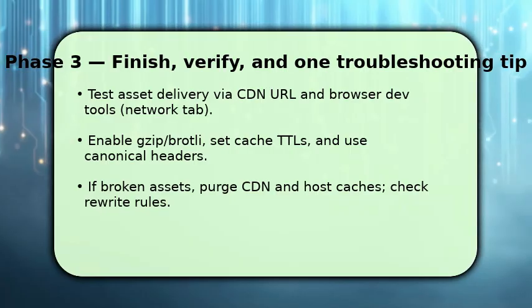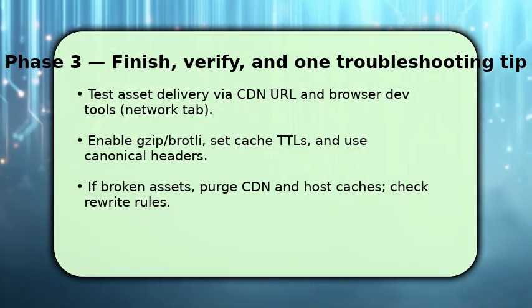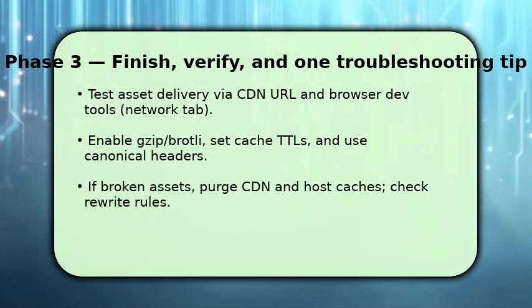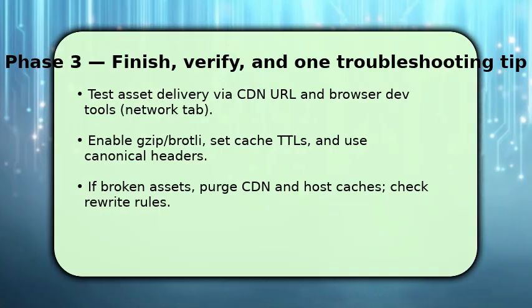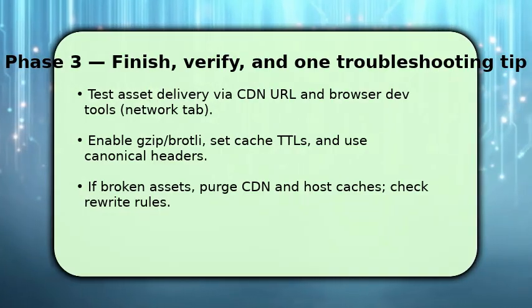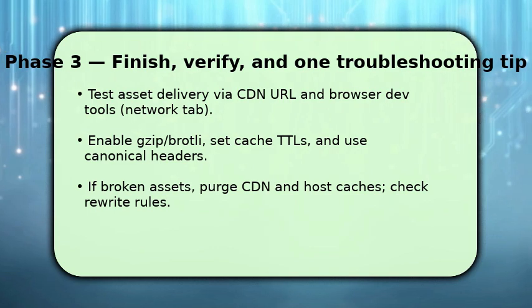benefit. If you see broken images or mixed content, purge both CDN and WordPress caches, check rewrite or CDN pull zone settings, and resave permalinks. If problems persist, temporarily disable the CDN plugin to isolate the issue and review error logs for clues.